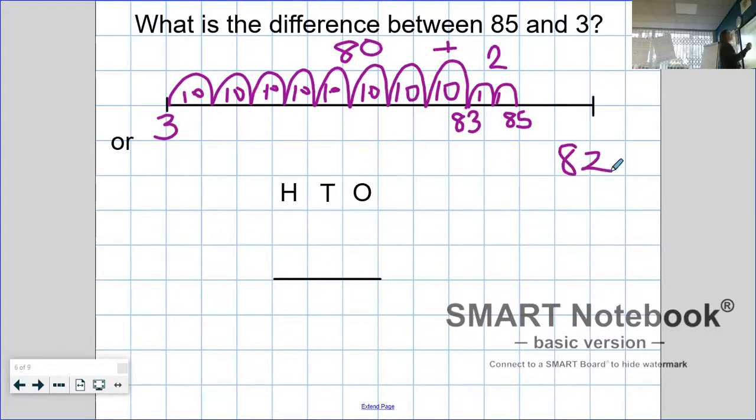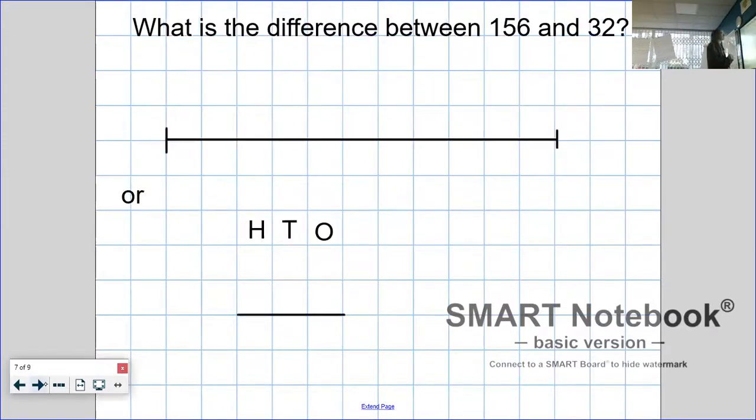But then we can do it this way. 85 take away 3. 5 take away 3 is 2. 8 take away nothing is 8. My answer is 82. So these are 2 ways of showing it, guys. This shows you the numbers all in between them, and then you've got the subtraction as well. Finding the difference, you can use a subtraction.